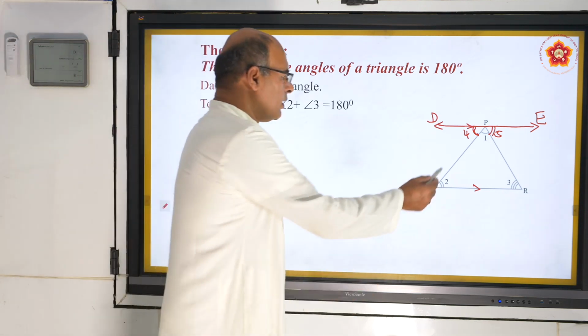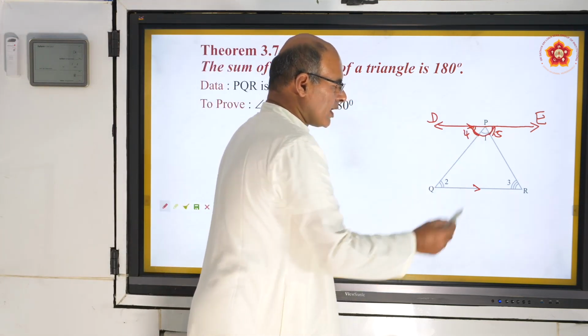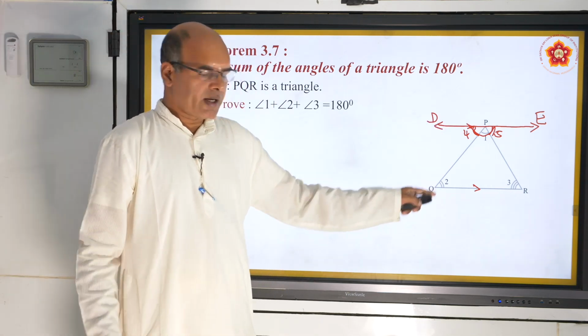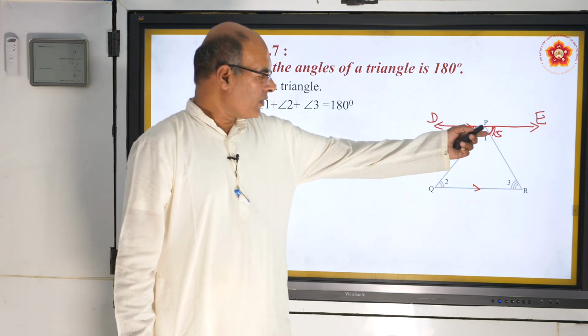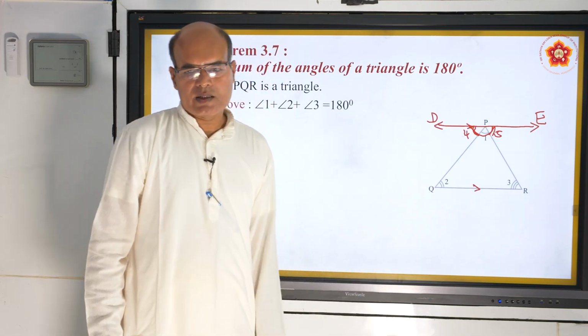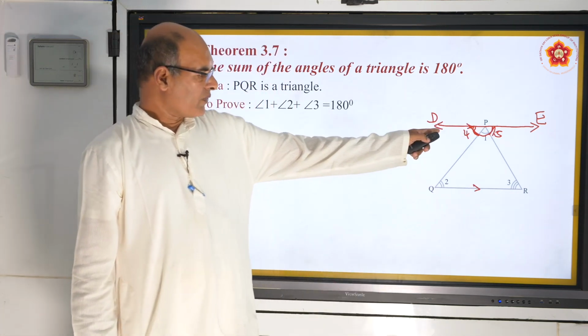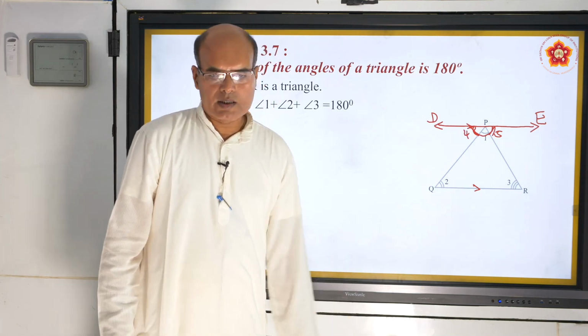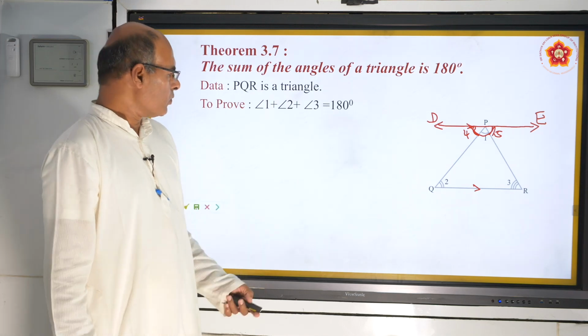So in this figure, angle 4 plus angle 1 plus angle 5 is equal to 180 degrees. In the place of angle 4, we can write angle 2. In the place of angle 5, we can write angle 3. Therefore, angle 4 plus angle 1 plus angle 5 becomes angle 1 plus angle 2 plus angle 3. So that is equal to 180 degrees.